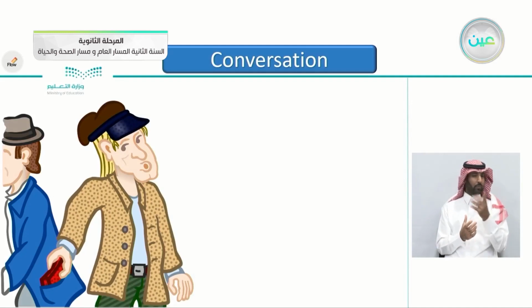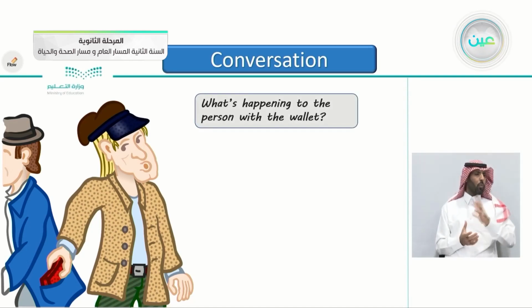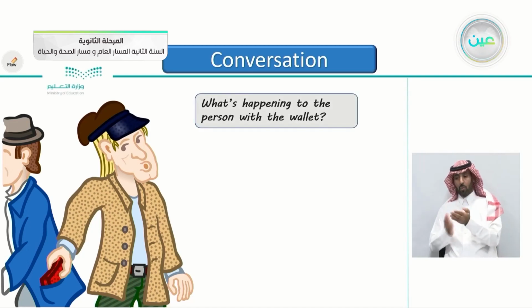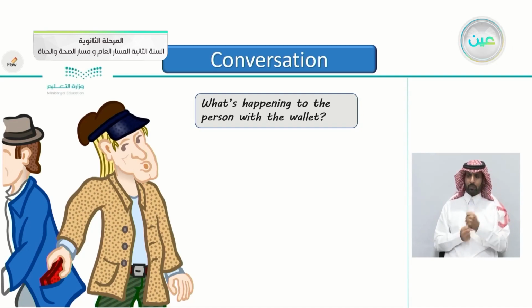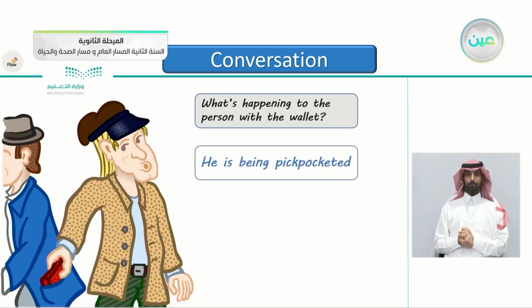So what do you see here in this picture? What's this man doing? What's happening to the person with the wallet? You can see here the man with the blue jacket. Yes, the man is being pickpocketed.